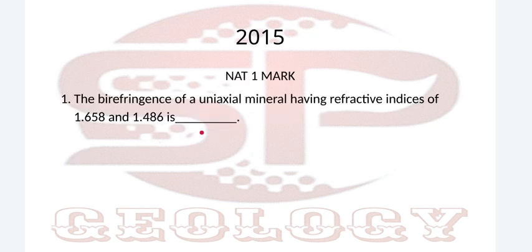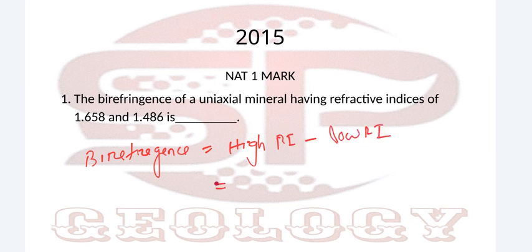When the birefringence of a uniaxial mineral having refractive indices of 1.658 and 1.486. Do you know birefringence? It is high RI minus low RI. High refractive index minus low refractive index. So your high refractive index is 1.658 minus 1.486. If you subtract it, it will be 0.172. So this will be the answer, 0.172.